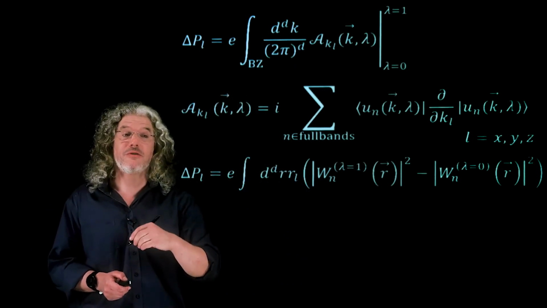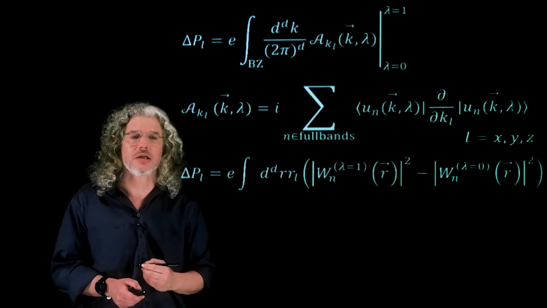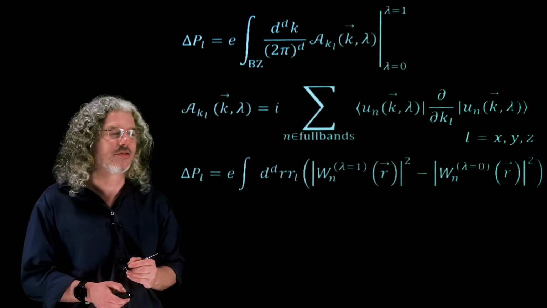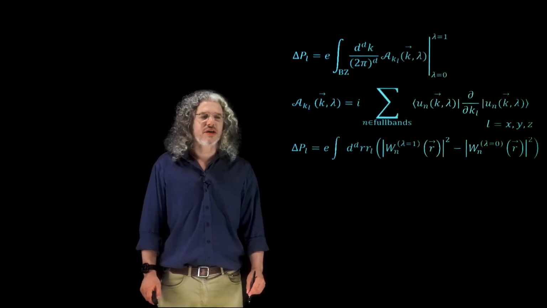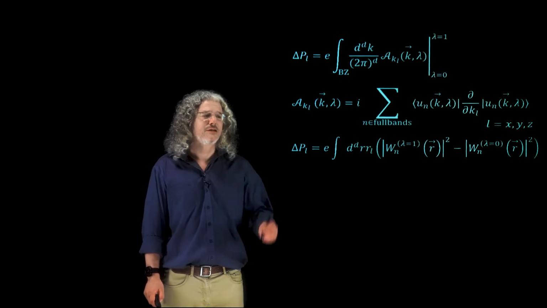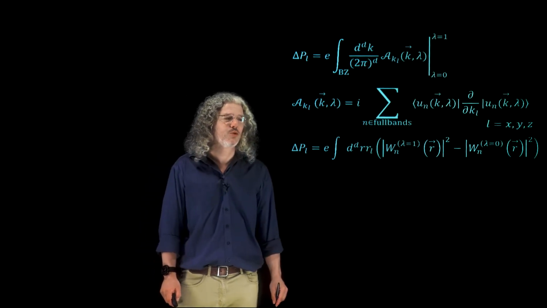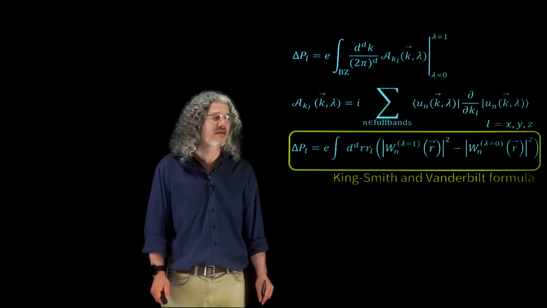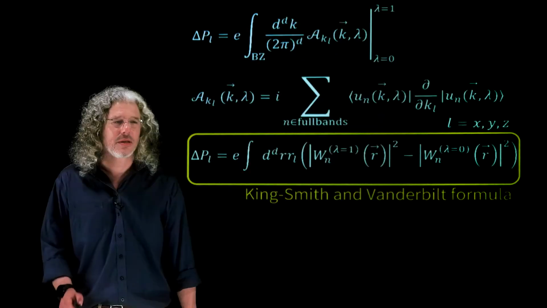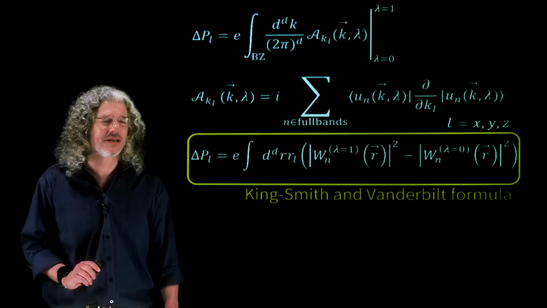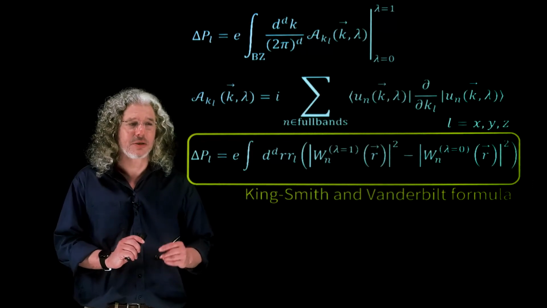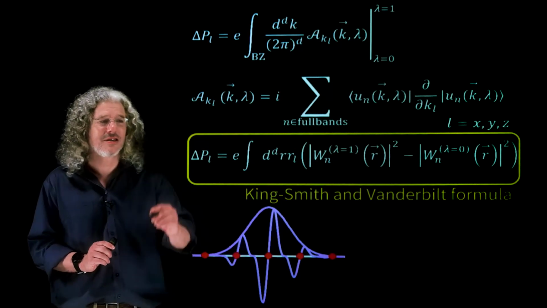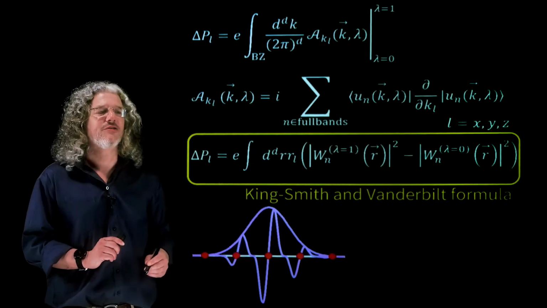So we find the relation between the change in the polarization operator and the center of mass of the Wannier function. The change in the polarization density is given by the integral of R times the difference between the Wannier functions. This formula here is known as the King-Smith and Vanderbilt formula. Now what I want you to pay attention to is that we actually have a physical interpretation of this formula. The change in the polarization density is given by the change in the center of mass of the Wannier functions.